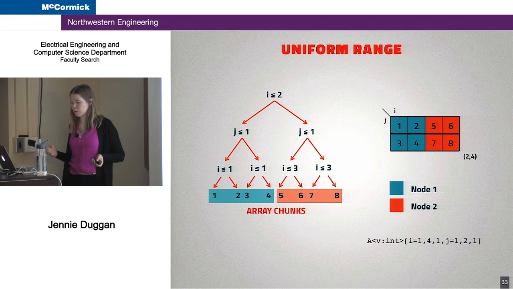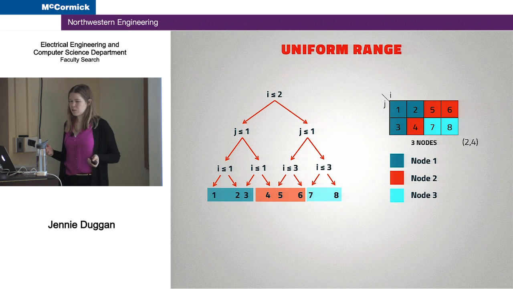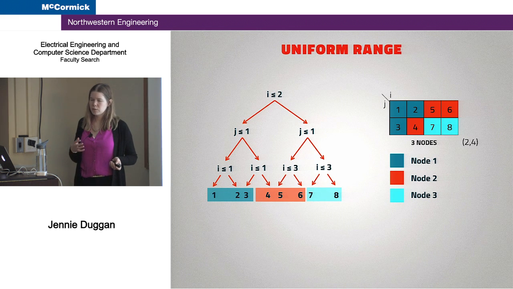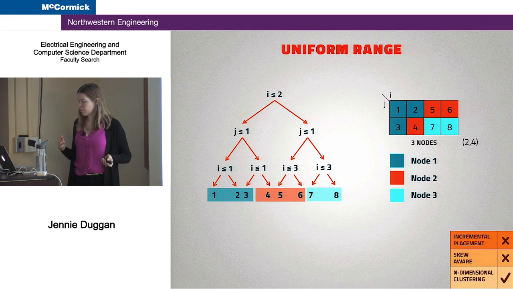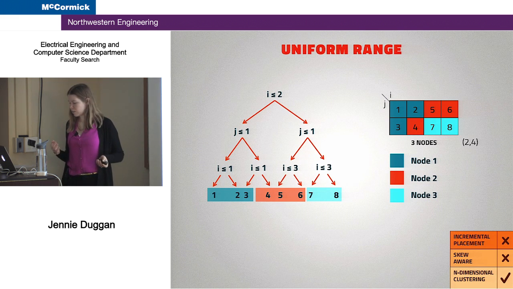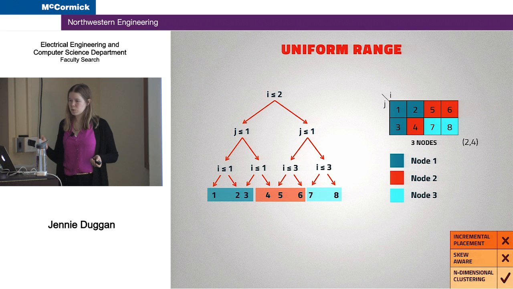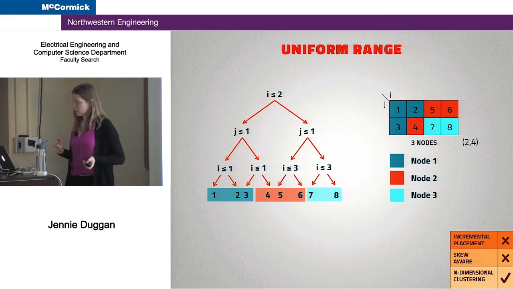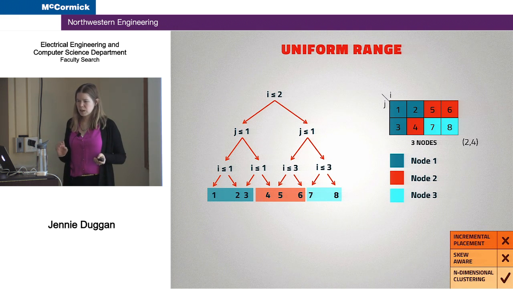Now this is appealing because it still preserves the spatial neighborhood, but it does so in a way that, again, serves the uniform data. Now, if we expand to another node, we give each an equal slice of the leaf nodes. But this does not give us our incremental placement, because again, you can see that all of them are shifting around the data. It also is not skew aware because we're only assigning an equal number of chunks to nodes, rather than taking into account the location of the cells. But it does, again, have this n-dimensional clustering problem.